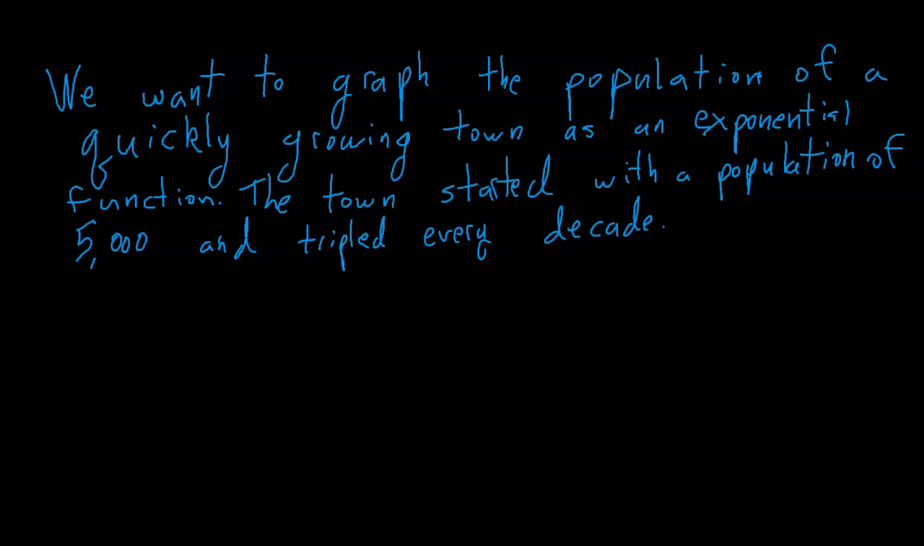All right, let's look at this. We want to graph the population of a quickly growing town as an exponential function. The town started with a population of 5,000 and tripled every decade.